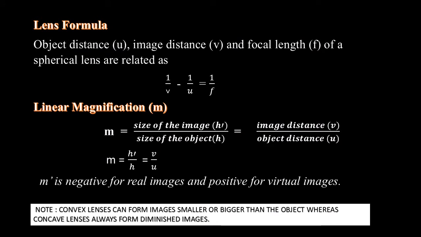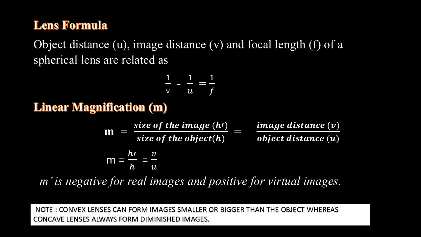Children, we studied a formula for spherical mirrors. So here too, in lenses, we have a formula which gives the relationship between the object distance u, image distance v and focal length f. This is called the lens formula and it is written as 1 by v minus 1 by u is equal to 1 by f.